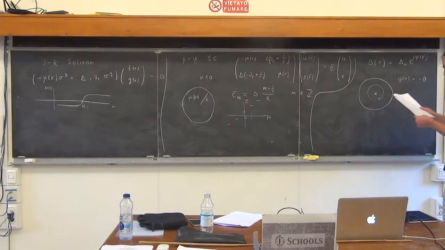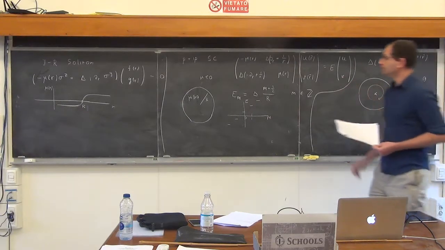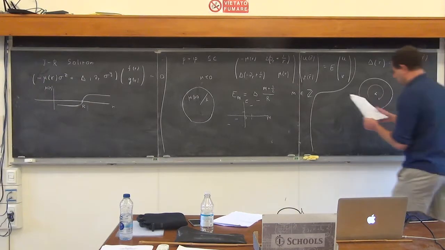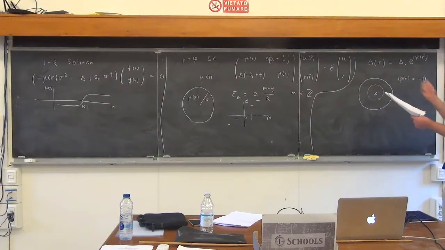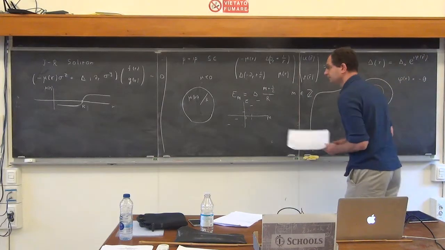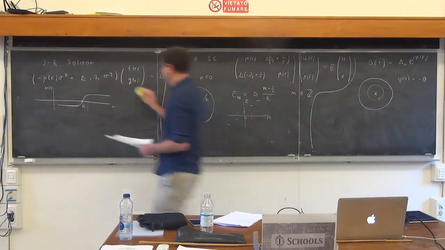And what it means for the electronic spectrum, for the BdG equation, is that you have to give the pairing potential this extra space dependence. And the way to do it is the following. So let me write it here.